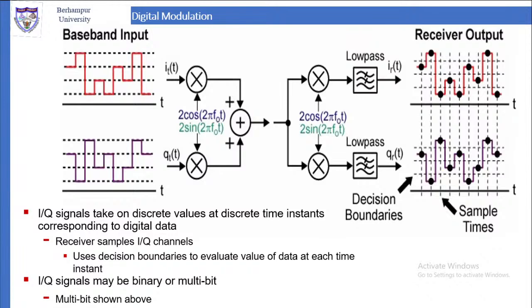We can see different levels, 1, 2, 3, 4. Four levels we have seen, four dashed lines, four levels. So it can be multi-bit. It also can be binary. Both are possible.